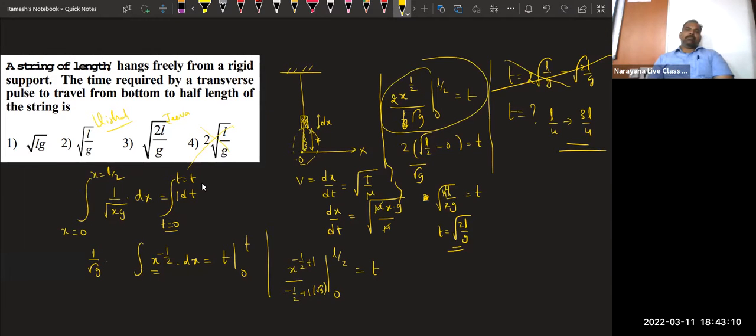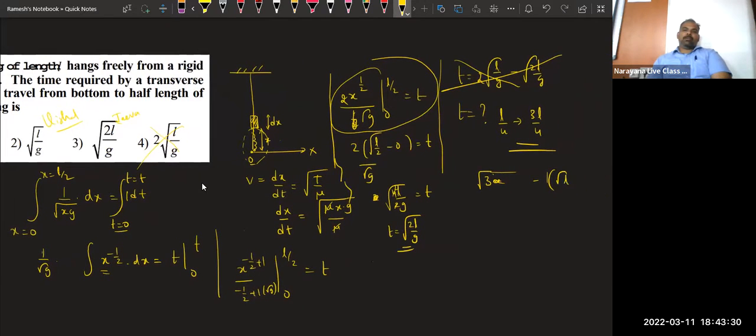Yes, sir. And tell me. Sir, L by 4, I got root 3 minus 1 into... Root 3 minus 1, outside the root only. Multiplied by root L. This whole root 3 minus 1 whole, multiplied by root L. Where is g gone? That will come, divided by g. Root g. Okay. Yes, sir.